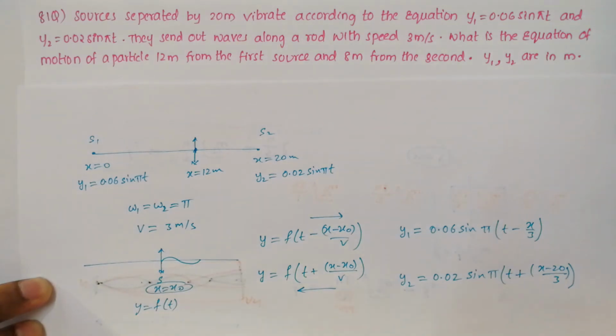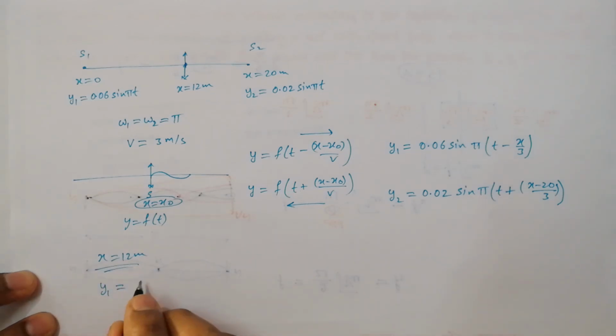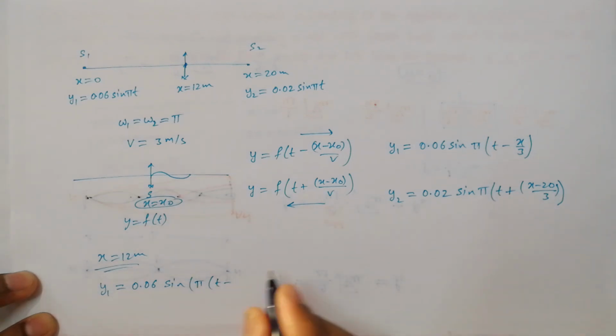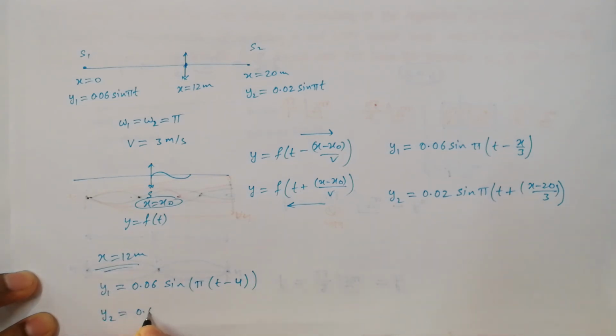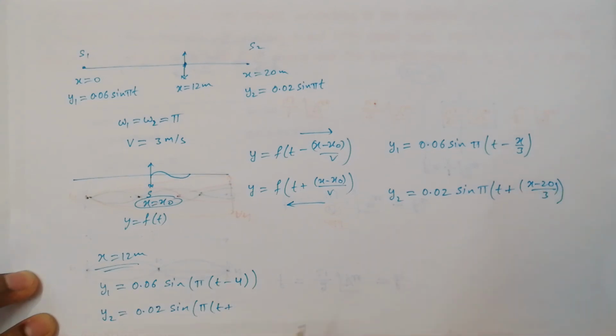Now we have to calculate at x equal to 12. Let us substitute. Then at x equal to 12 meters, the equations will be: y1 is equal to 0.06 sin pi into t minus 12 by 3, which is 4, and y2 will be 0.02 into sin pi into t plus (12 minus 20), which is minus 8, so minus 8 by 3.